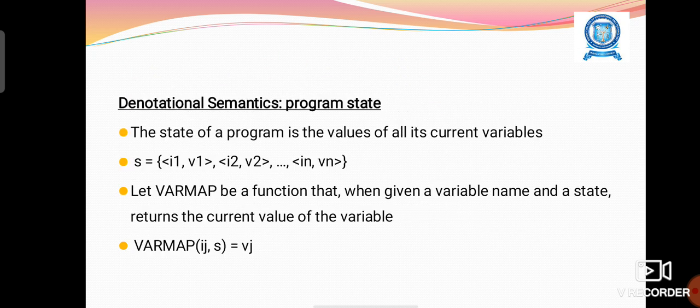Denotational semantics: program state. A state of the program is the values of all its current variables, such as s = {<i1, v1>, <i2, v2>, ..., <in, vn>}. Let VARMAP be a function that, when given a variable name and state, returns the current value of the variable. For example, VARMAP(ij, s) = vj.